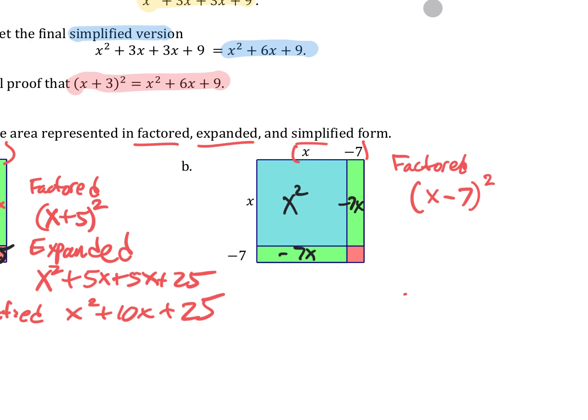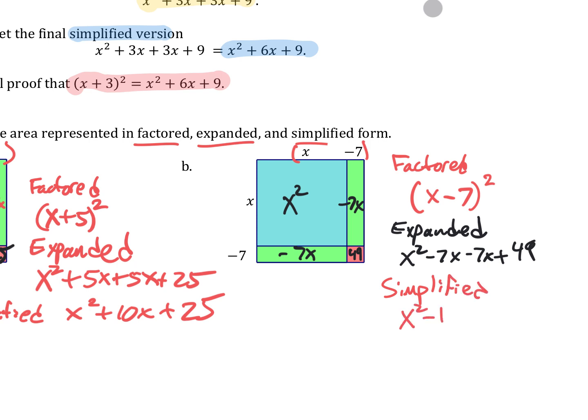Negative 7x, negative 7x. And what's the area of this little piece down here? Well, since this is negative 7, this would be negative 7 tall, negative 7 wide, and negative 7 times negative 7 is 49. So our expanded would be all those pieces added up. So x squared minus 7x minus 7x plus 49. And last but not least, our simplified, if we combine like terms, we get x squared minus 14x plus 49. All right, great.